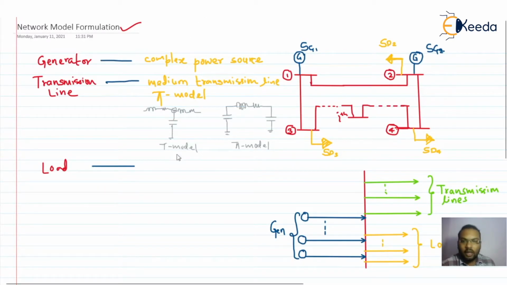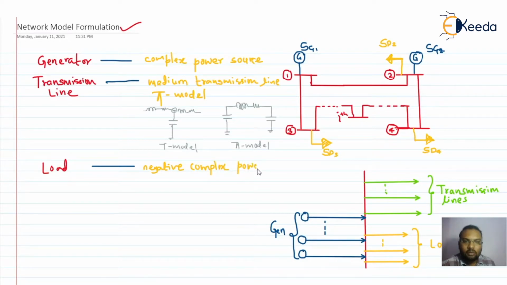Load is modeled as a negative complex power source. See, why am I using a negative complex power source? Because it is going to absorb the complex power. And the generator we consider as a positive complex power source, because it is giving the positive complex power.